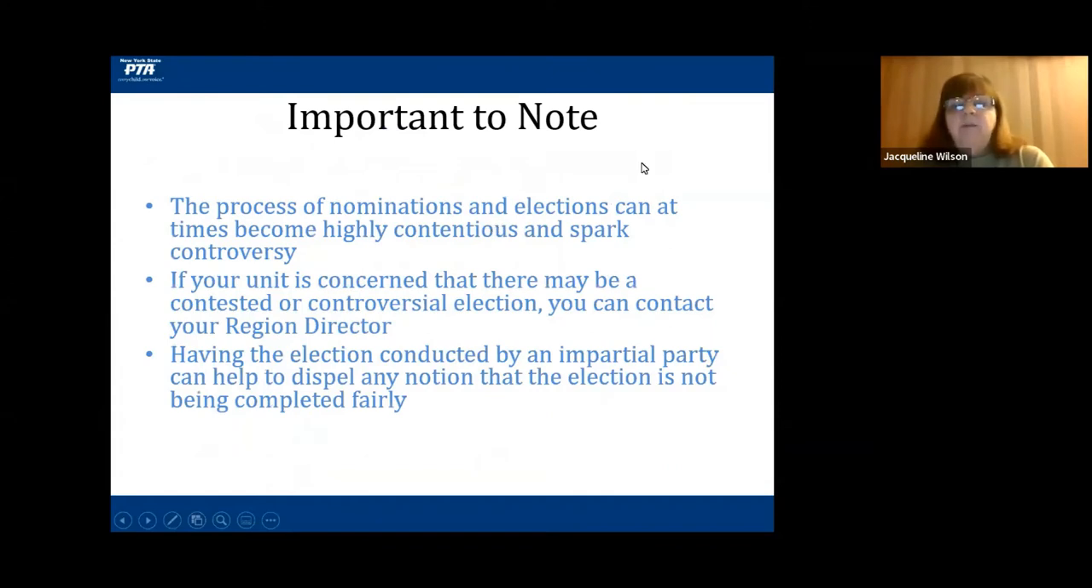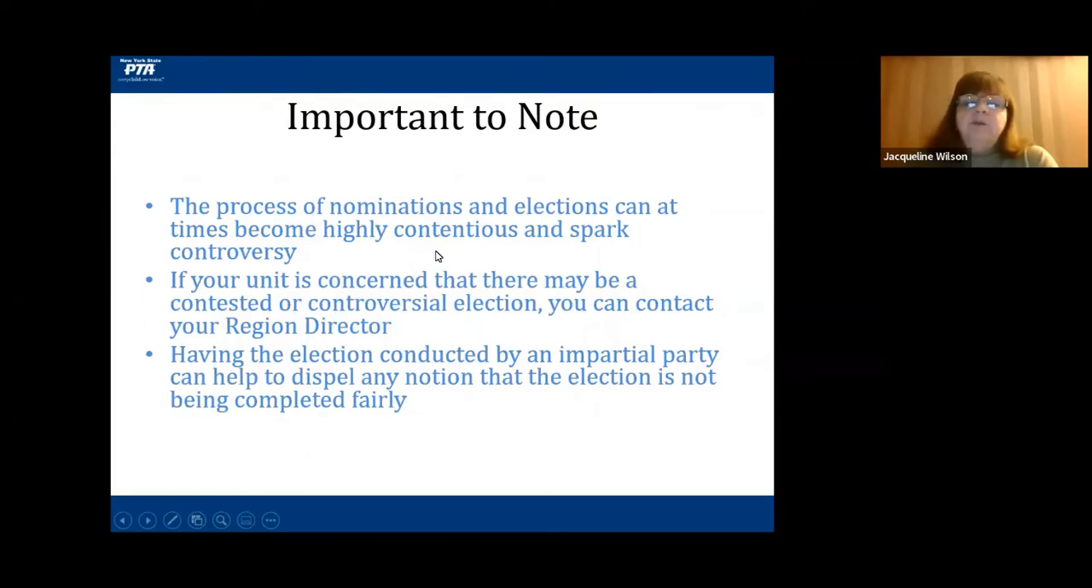This process of nominations and elections can at times become highly contentious and spark controversy. Probably as a region director, the second most frequent phone calls that I received after finances was, they didn't do our election right, or we're having trouble with our election, or they didn't do the nominating committee right, and it becomes very, very difficult and acrimonious among the members.